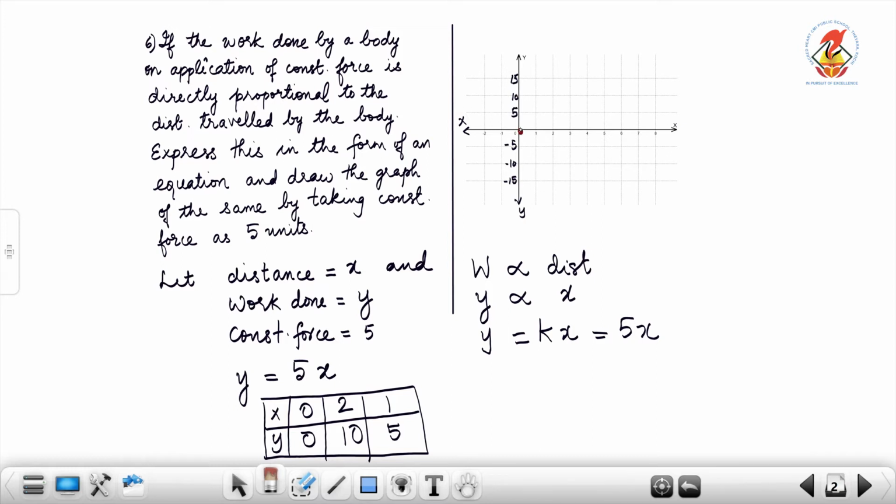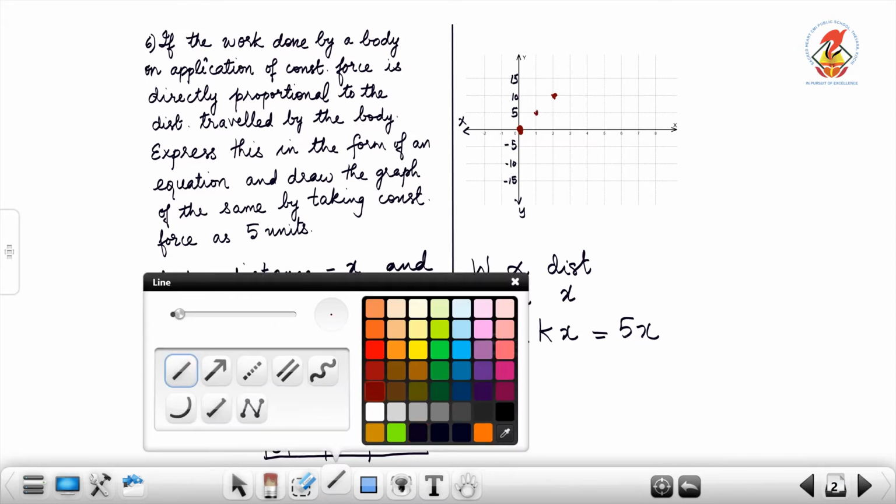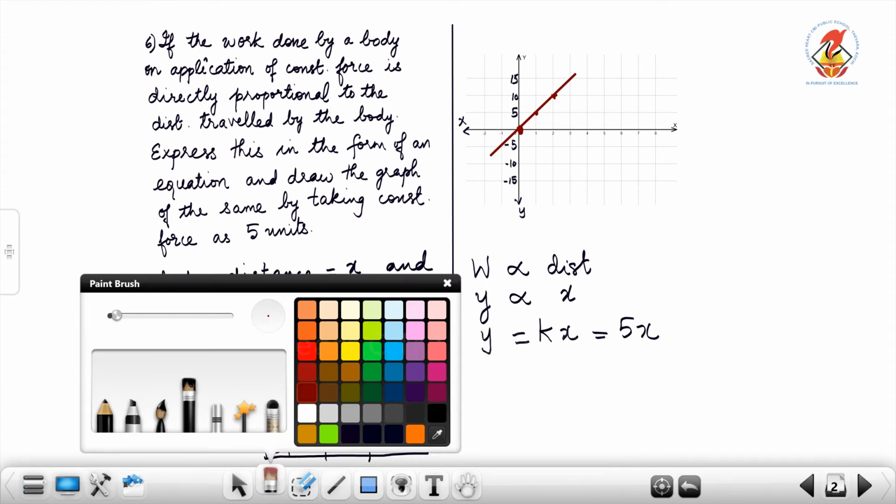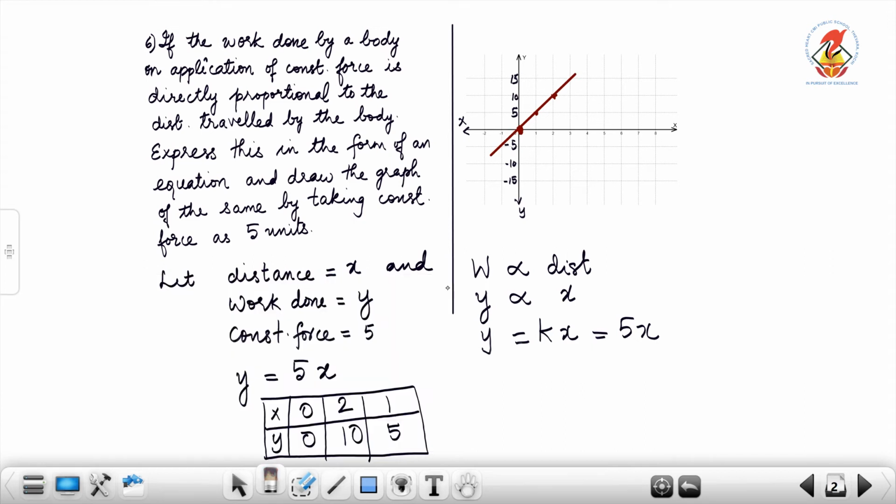x and y: 0, 0, that is your origin itself. Then 2 and 10 here. Then 1 and 5 here. Now all these points can be joined by a straight line. The equation for this line is y is equal to 5x.